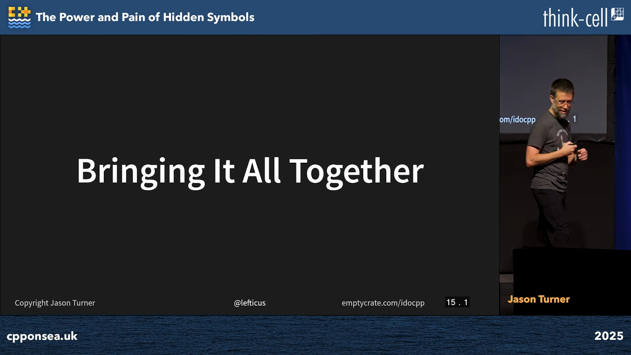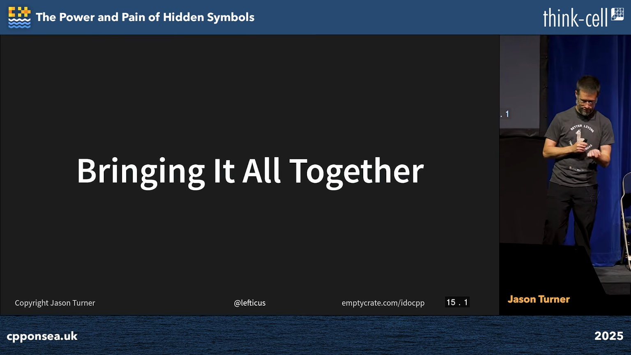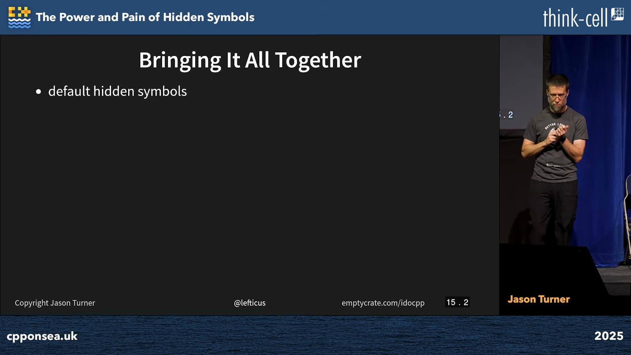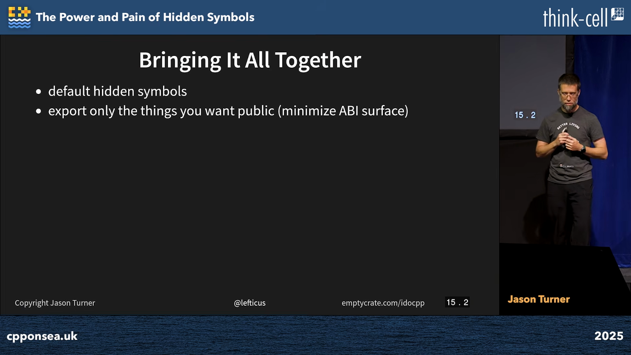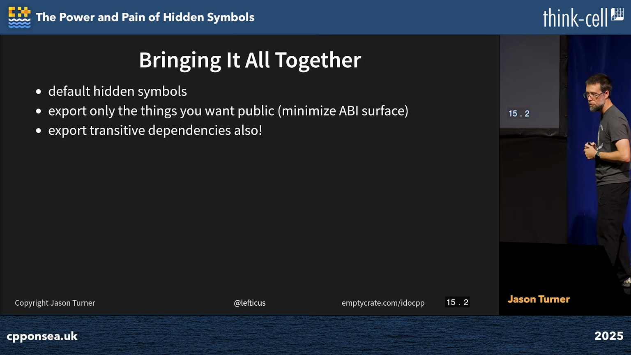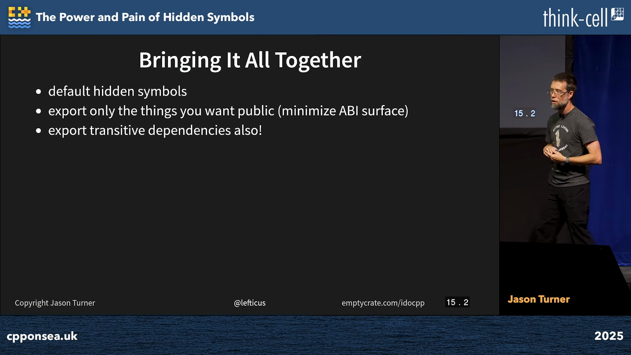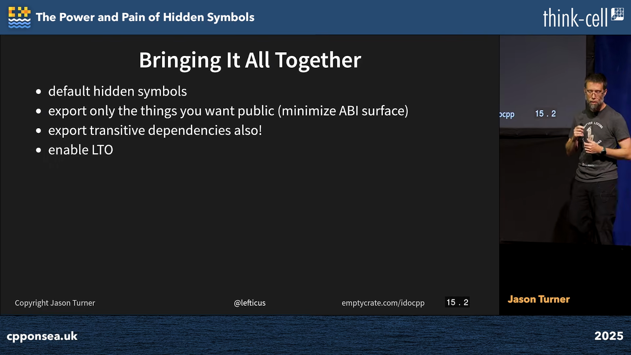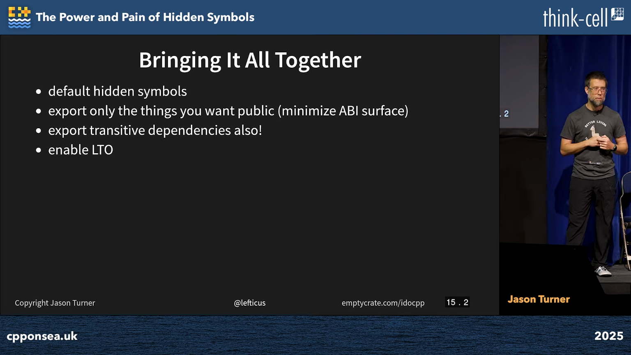All right. So, default hidden symbols. Export only the things that you want public. Export your transitive dependencies, the things that you're not going to think about, your exception types as well. Enable link time optimization.